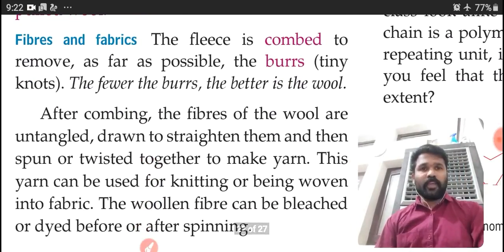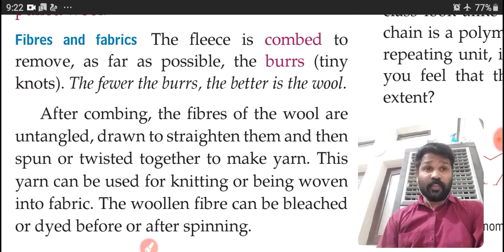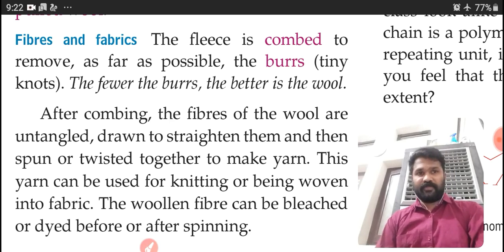Fibers and fabrics. The fleece is combed to remove burrs, tiny knots, as far as possible. Clear? The fewer the burrs, the better is the wool. The wool which has few burrs is a better wool.